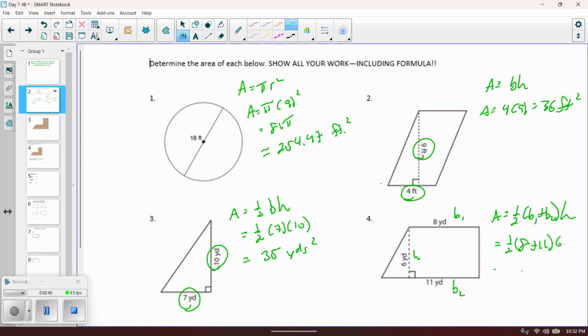So that's going to be 1/2 of 19 times 6. Whoops, kind of erased it there. And that's going to be, let's see, 19 times 6 is 114, and half of that is 57. So it'll be 57 yards squared. All right. Those should have been hopefully pretty easy. You're just plugging the numbers into the formulas.